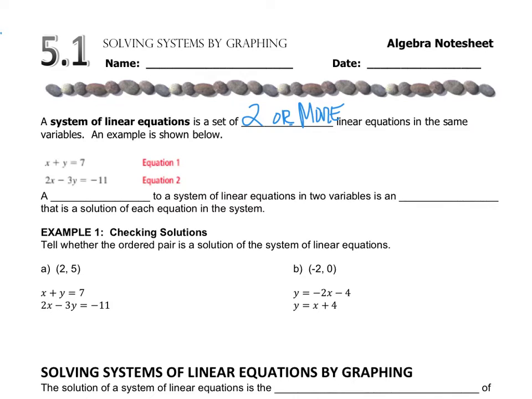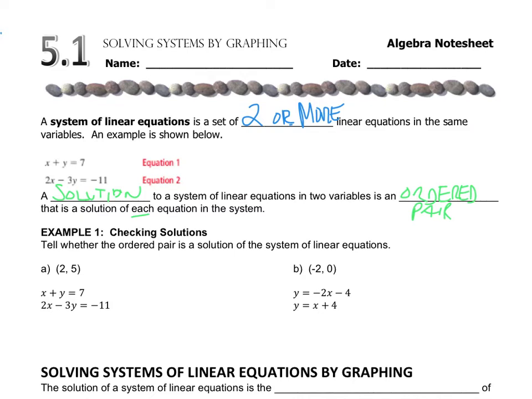A solution to a system is an ordered pair that is a solution to each equation in the system. So to be a solution to a system, the ordered pair has to be a solution for both equations. Not just one, not just the other one, but both. So let's try some different examples here.